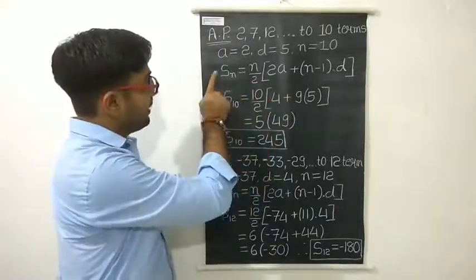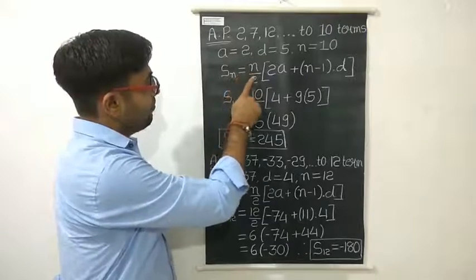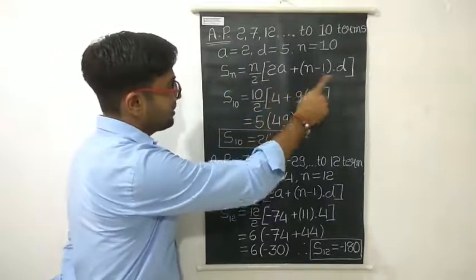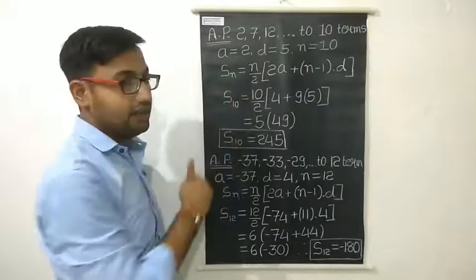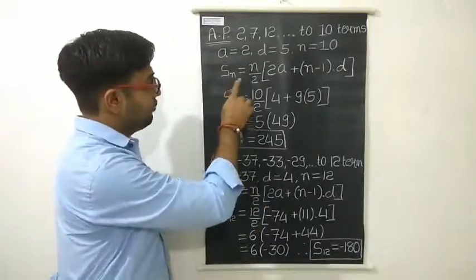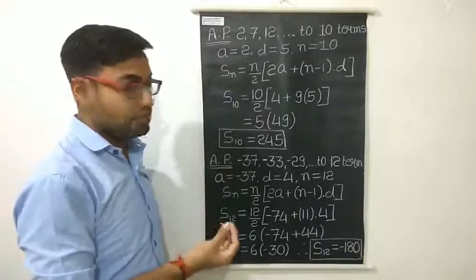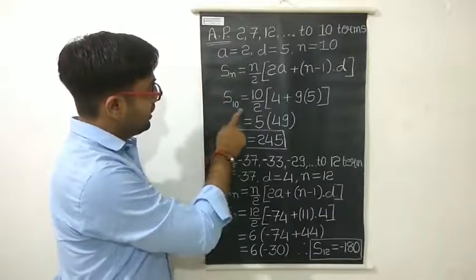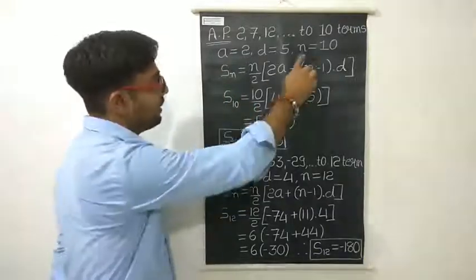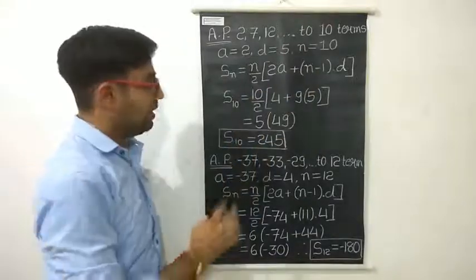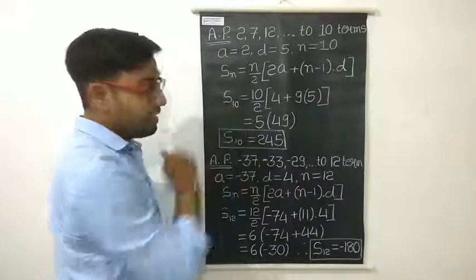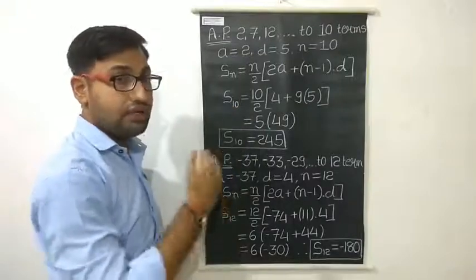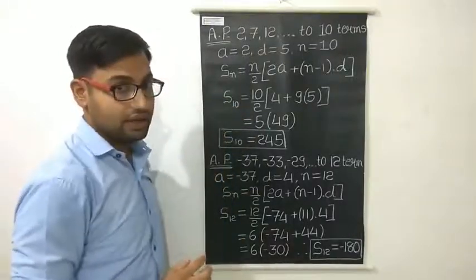So we have to use this formula, right? According to this formula, Sn is equal to n by 2 in the bracket 2a plus n minus 1 into d. Now why do we write n here? This represents the number of terms we want to add. So S10. Now in place of n we can put 10. Put down all the values here. S10 represents that we want to add the 10 terms of the AP.